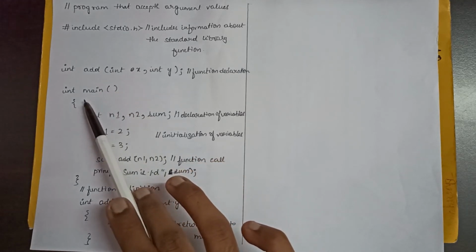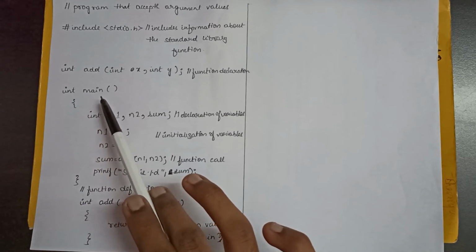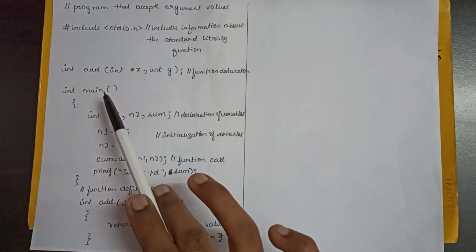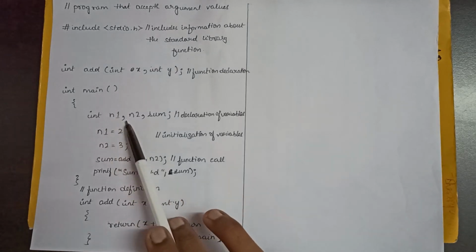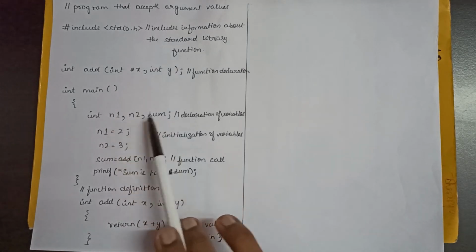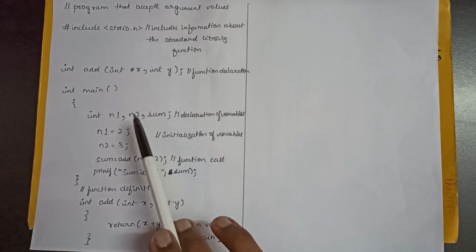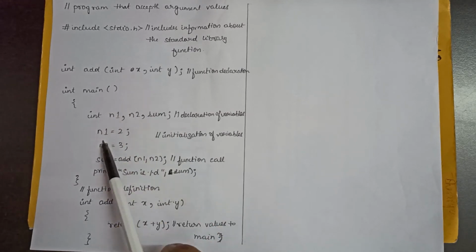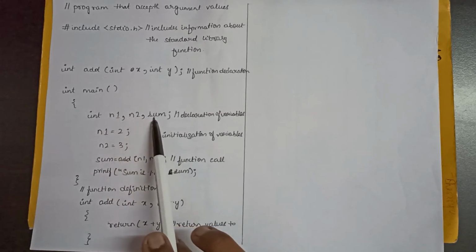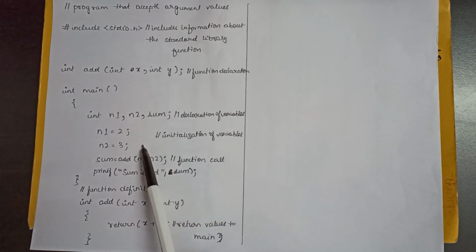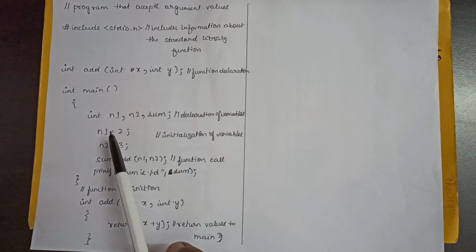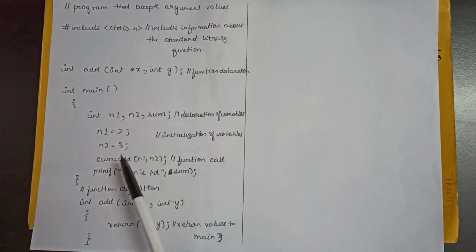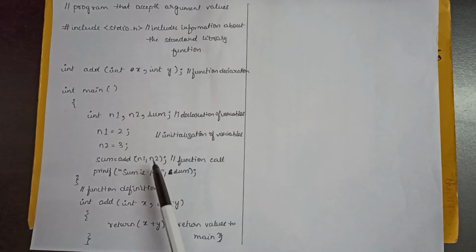And then comes your int main, an unavoidable special type of function which needs to be included in every C program that is written. Int n1, n2, sum. We are declaring variables n1, n2, sum, okay? This is just the declaration part. We haven't yet given the values here. In the next line, we are initializing the variables. So we are allotting n1 is equal to 2, n2 is equal to 3, and the sum is equal to add bracket n1 comma n2.